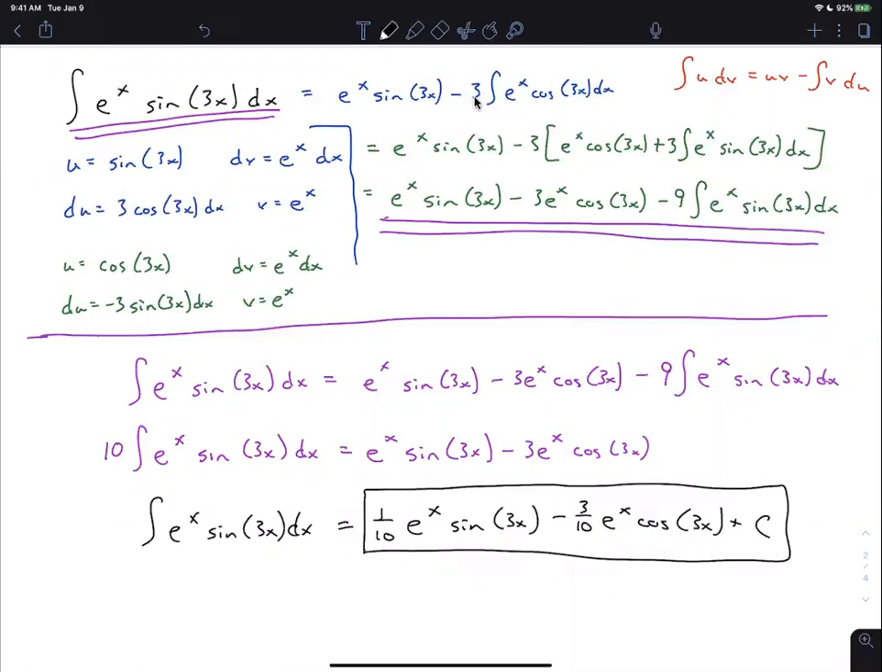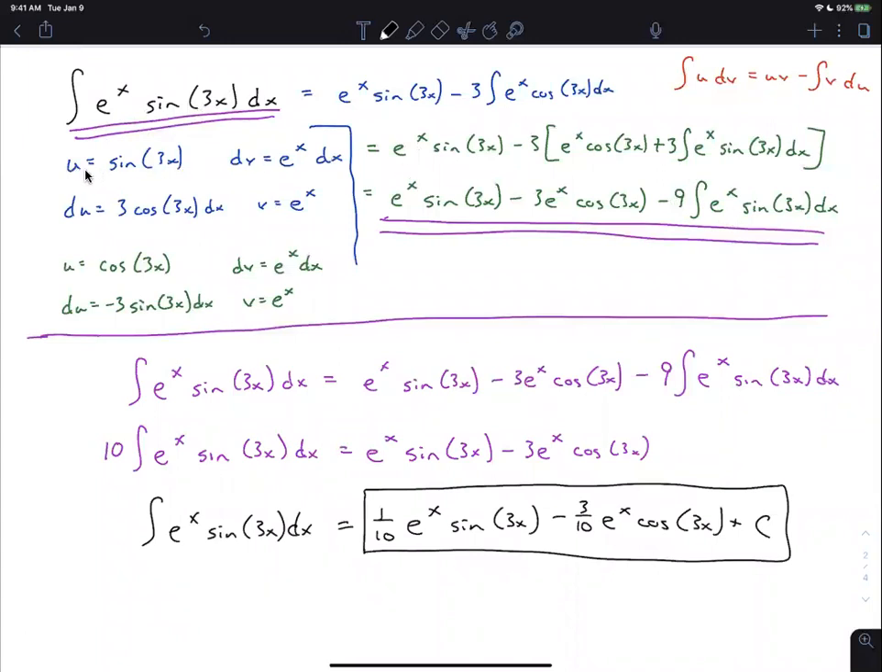Like the coefficient would be nastier, but you'd have e to the 5x every time. Does that make sense? And then sine alternates: sine, cosine, sine, cosine. So that's why it took 2 iterations, because this stayed the same. And after doing this twice, you get back to cosine.